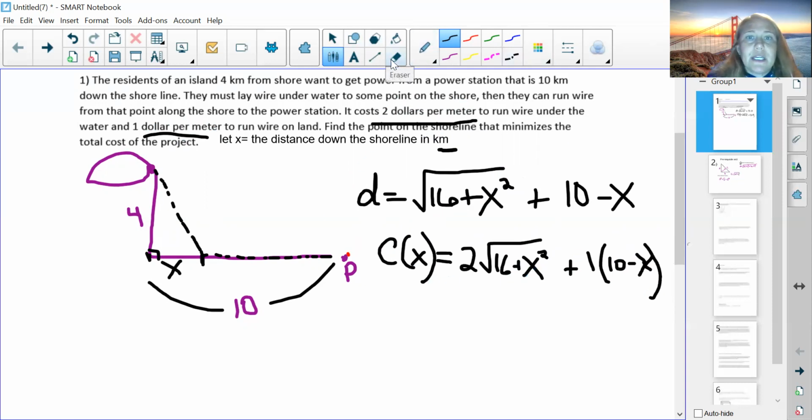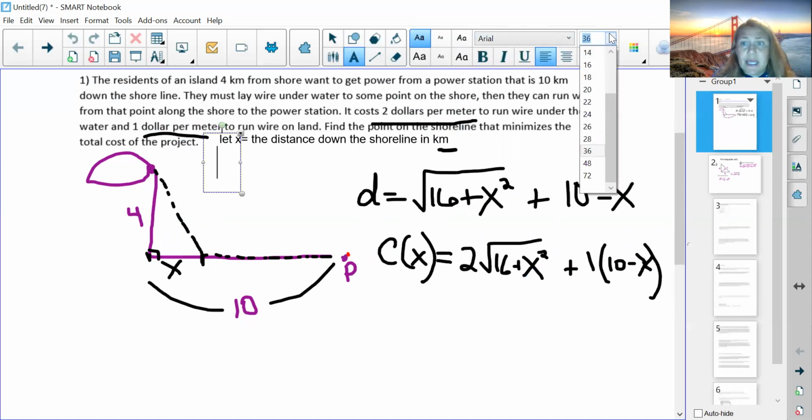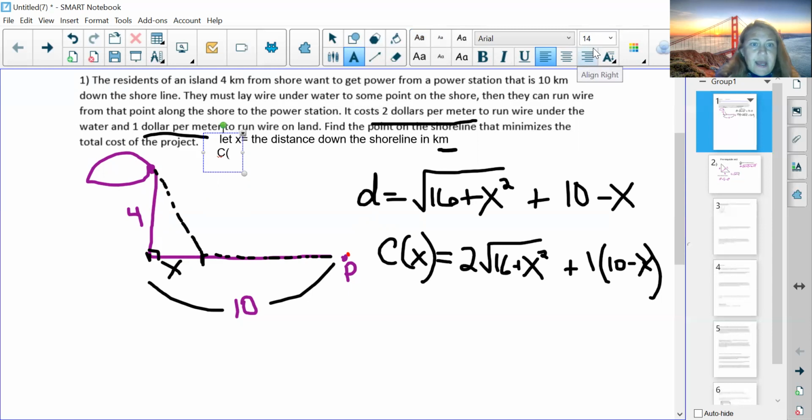So I'm going to make a note here under my let statement. So the let statement is so important. I can't emphasize that enough. So C of X equals the cost in thousands. And that's why I was able to use 2 and 1 instead of putting in all those zeros. So now this is the function that I want to minimize.